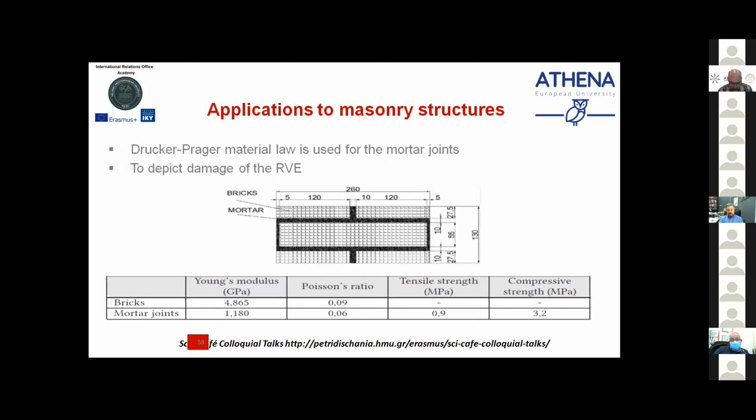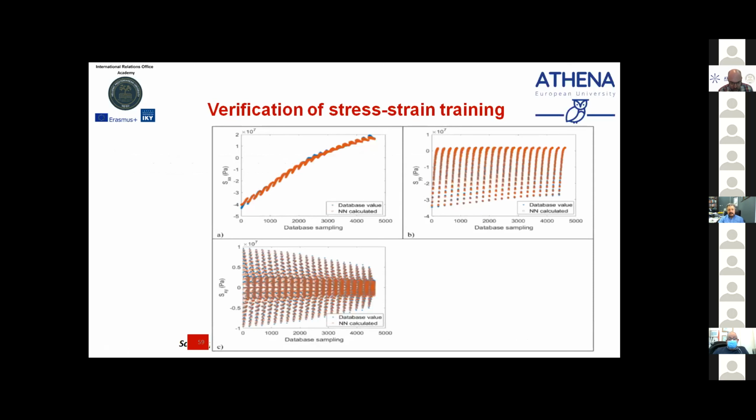One is a classical masonry structure with an elastoplastic relation for the mortar joints. And this is the RVE, bricks and mortar with different components, different mechanical properties. Here are several solutions of this RVE, stress-strain relations for several components of the stress and the strain. With blue is the database, that means the data we have created by using finite elements, and with red is the neural network approximation, quite effective in most of the cases.